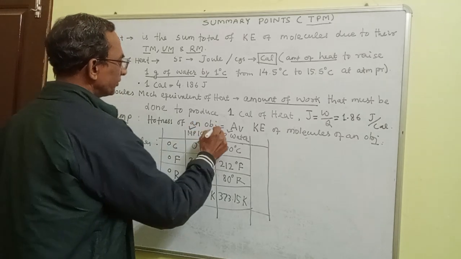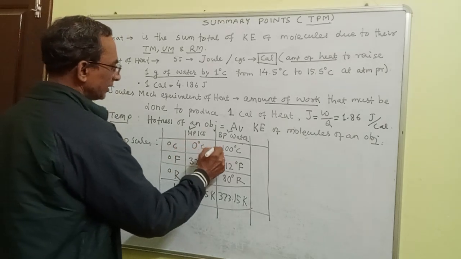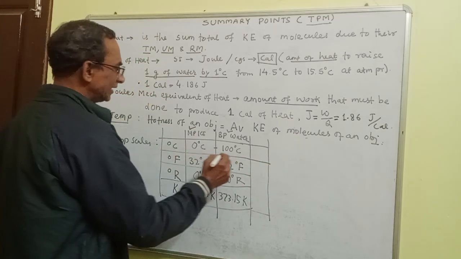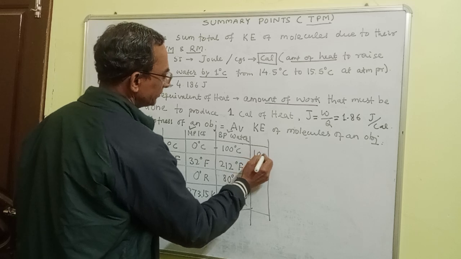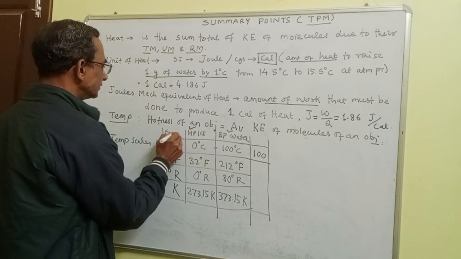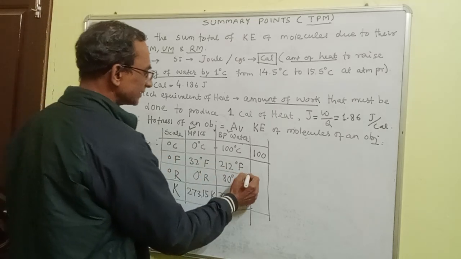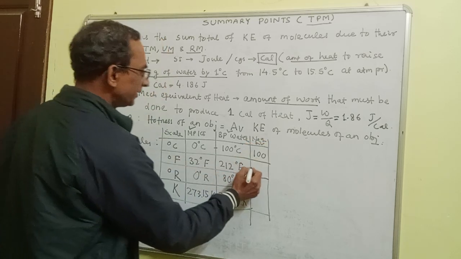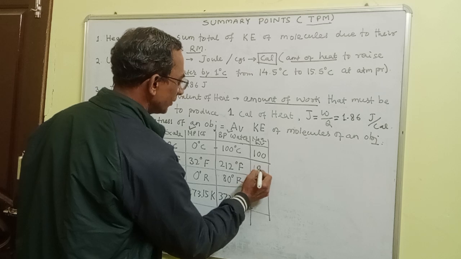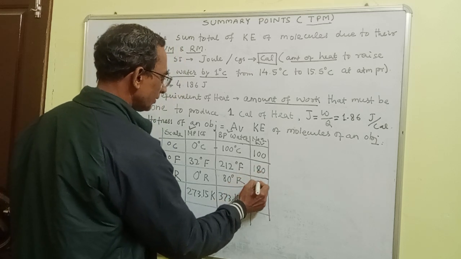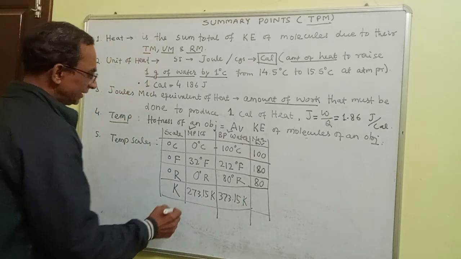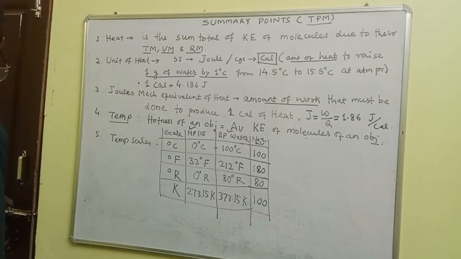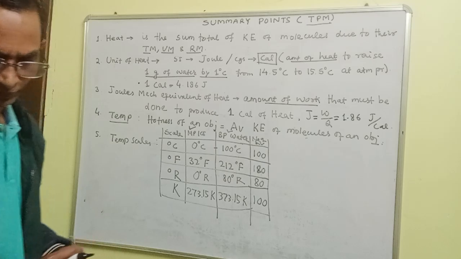This is the first reference point, this is the second reference point, and the divisions made between these two reference points: for degree Celsius it is 100 divisions. For Fahrenheit scale, the number of divisions is 180. Here in the Reaumur scale it is 80 divisions and in Kelvin it is 100 divisions. Now next is how to convert.